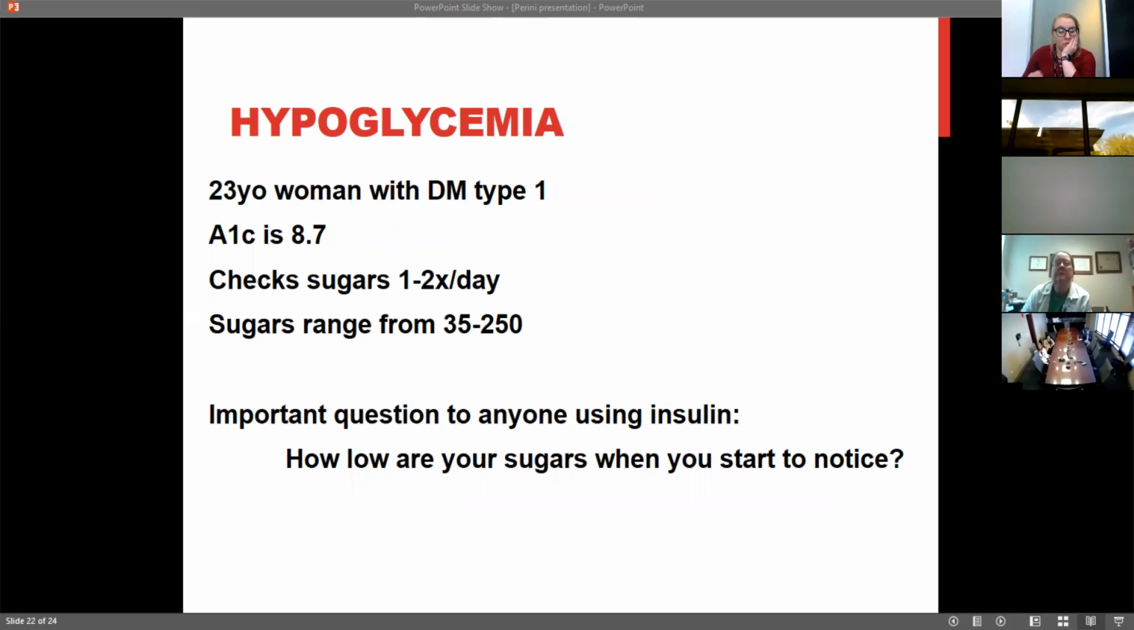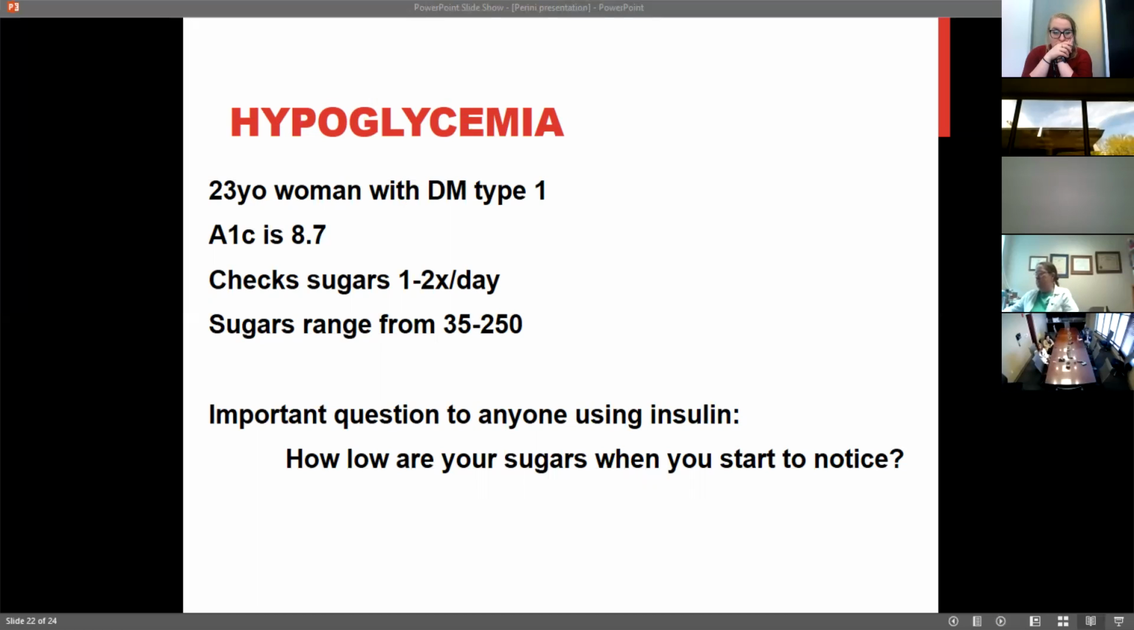So for example, anyone without diabetes who took, say, glipizide and made their sugars go low, they would start to feel sweaty and shaky when their sugars are probably 68, which is technically not even really low.